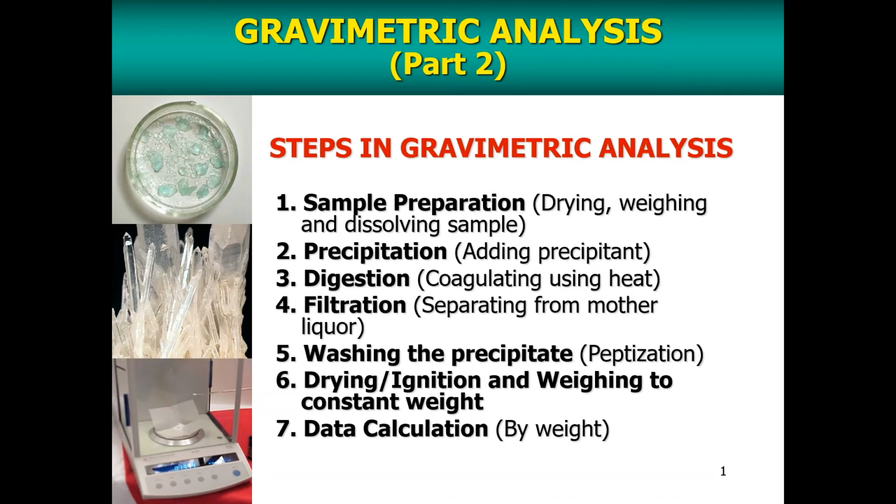So sample preparation, drying, weighing, and dissolving, and then we add the precipitant. So it will form the precipitate, and that precipitate, if needed, we do digestion. If not needed, then step 3 is not needed. Then for filtration, we filter it to separate the filtrate from the precipitate. Then we wash to remove all impurities. We dry it, and ignition when it forms hydroxide. Normally we will only dry it and weigh to a constant weight when we know that all water has already been evaporated, and then there will be a calculation. So these are the steps, and we'll go through them one by one.